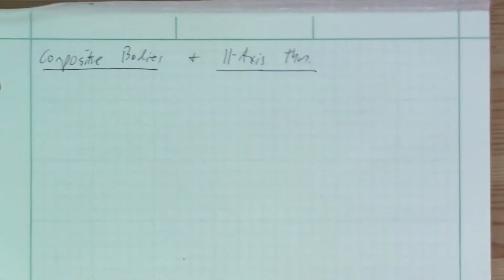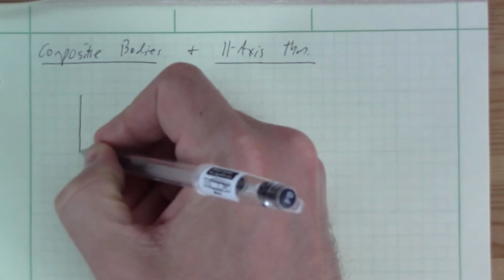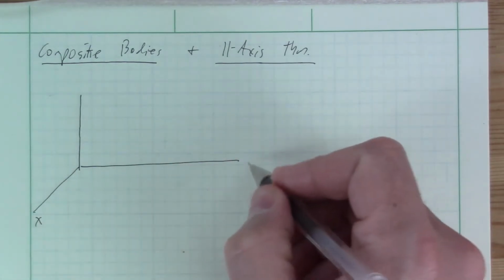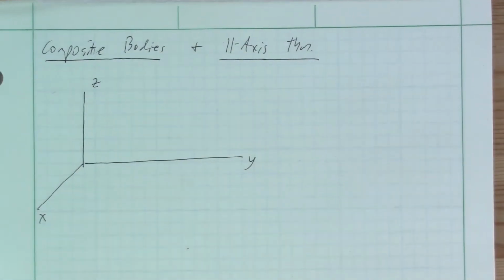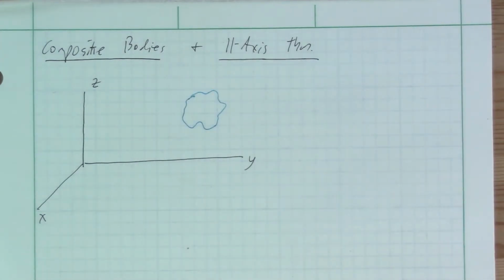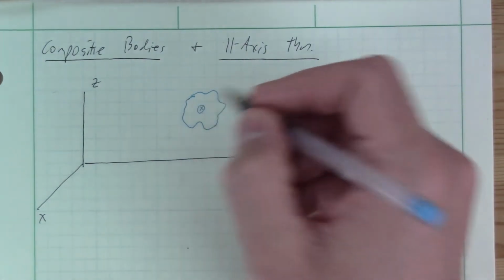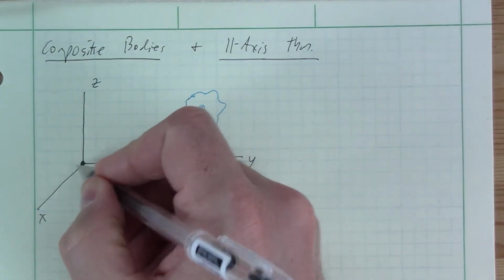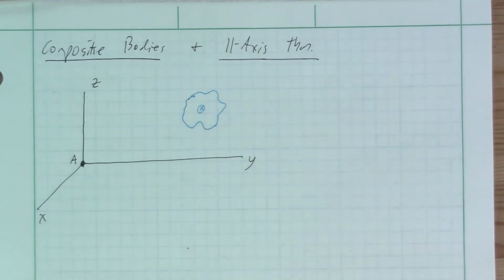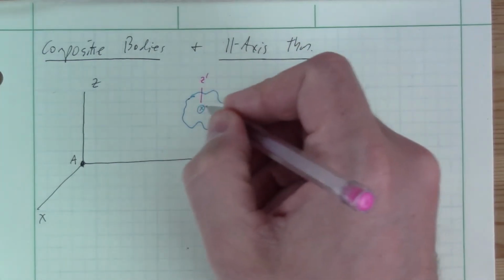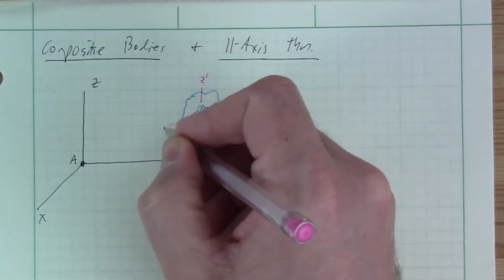Composite bodies and the parallel axis theorem. Let's put in a coordinate system, a nice big one here. This is X, Y, and Z. And let's put our body out here somewhere, just some 3-dimensional shape. I'm limited to drawing in 2. Let's say the center of mass is there. If that's X, Y, Z, let's put the origin as point A. And we'll put a different coordinate system up here. We'll call this Z prime, Y prime, X prime.